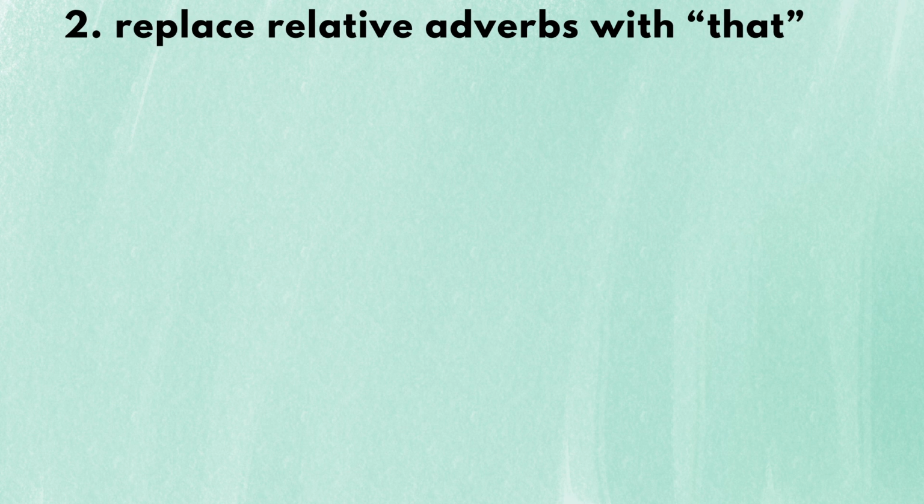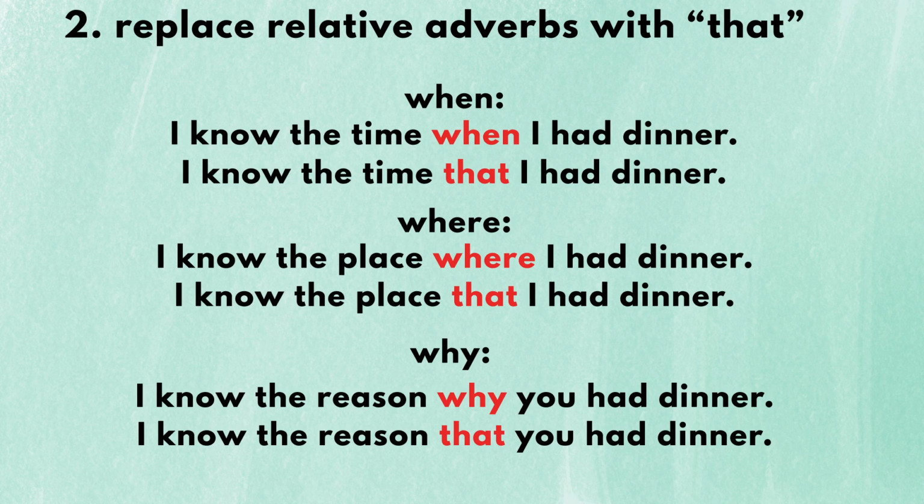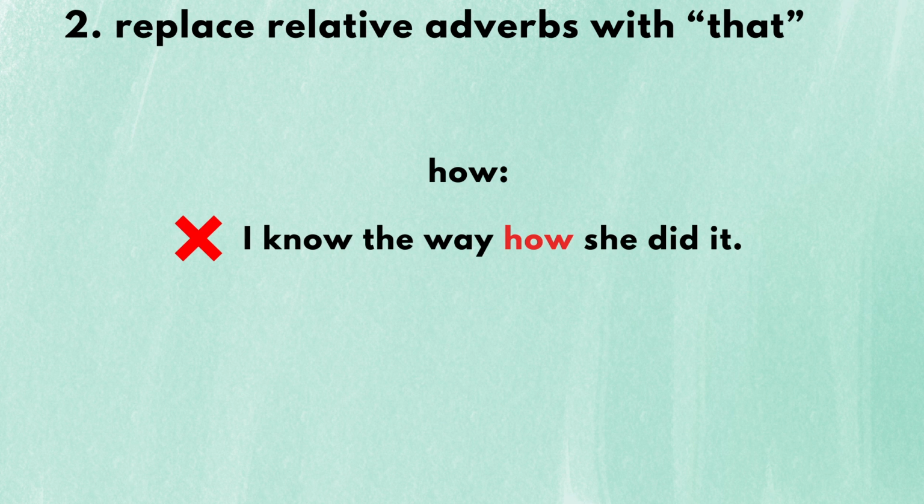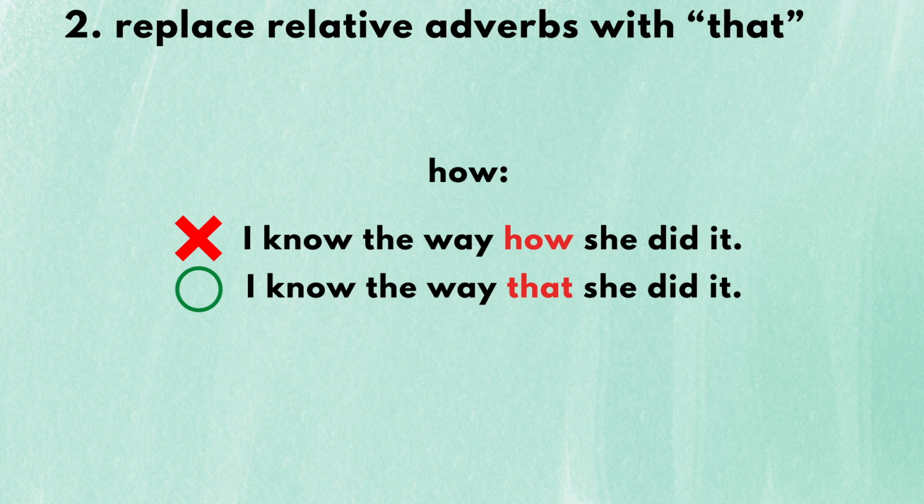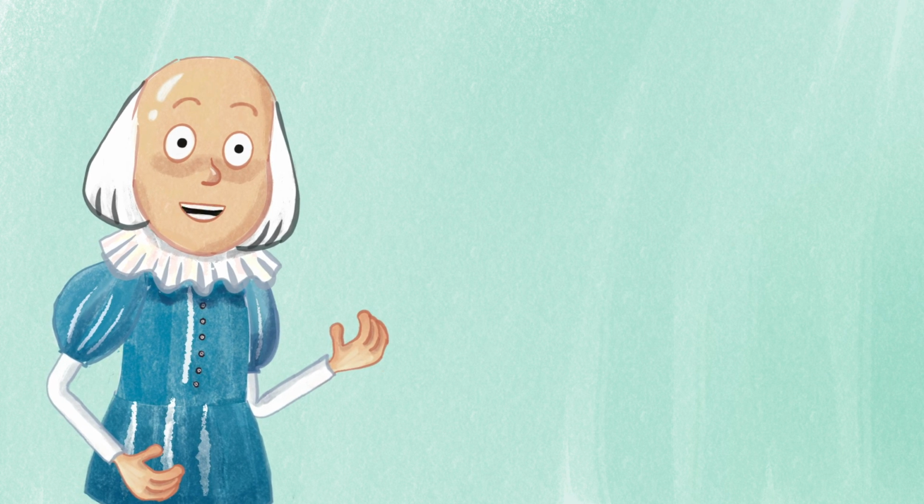Moving on, the second confusing thing is that you can replace the relative adverb with the word "that." "When," "where," "why" can be replaced by the word "that" as the following. And as I mentioned earlier, you cannot put "the way" and "how" together, but putting the word "that" right after the phrase "the way" is totally fine. This is it for the relative adverb clause.